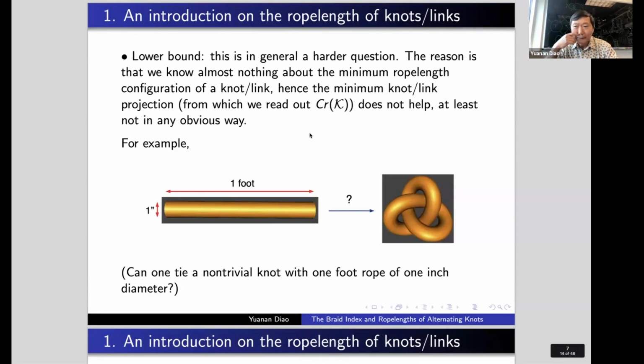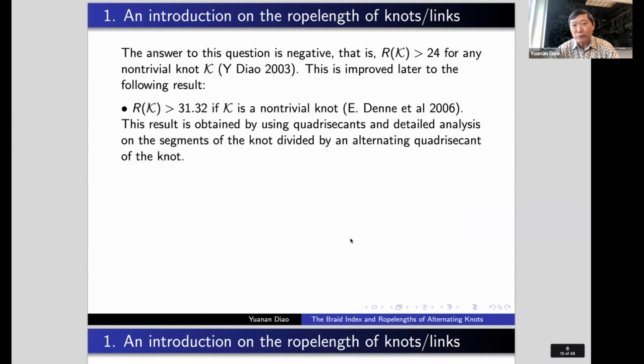Here's an example that has been floating around for a while. At the beginning, when this question was raised, the question was: if you take a piece of rope with a diameter of 1 inch but the length is 1 foot, in other words, if the radius is 1, then this would be 2 feet long, can you tie a non-trivial knot with this rope? Even for that simple question, for a long time, it could not be answered. Eventually it was answered negatively. The answer is no, you need more than that.